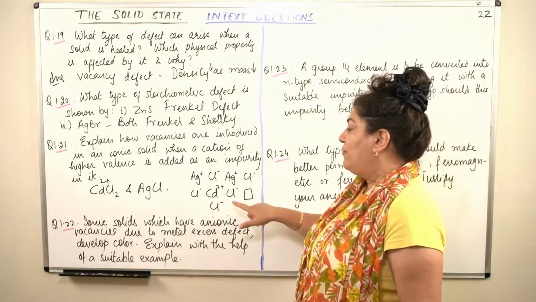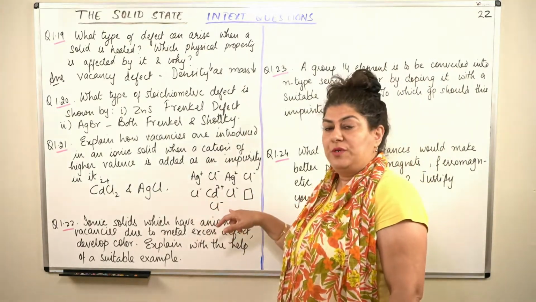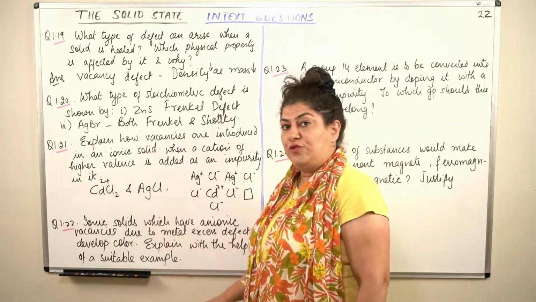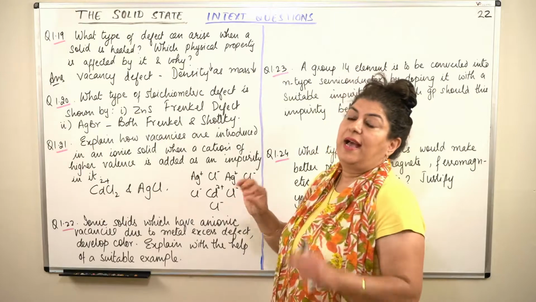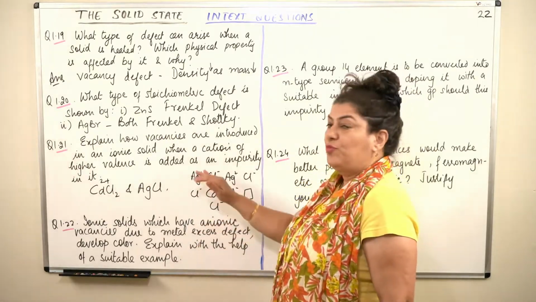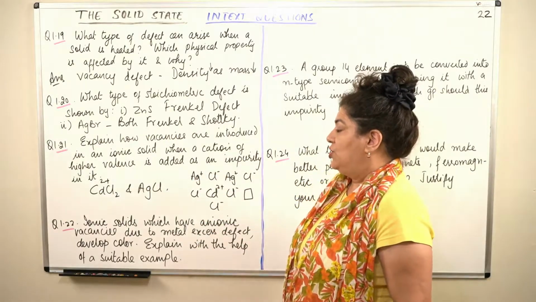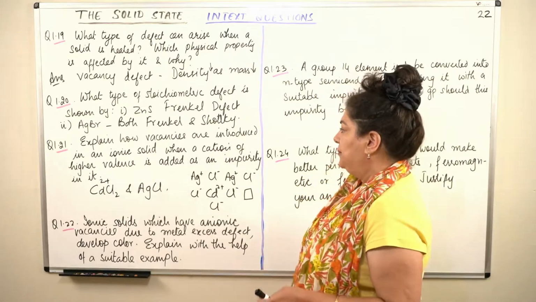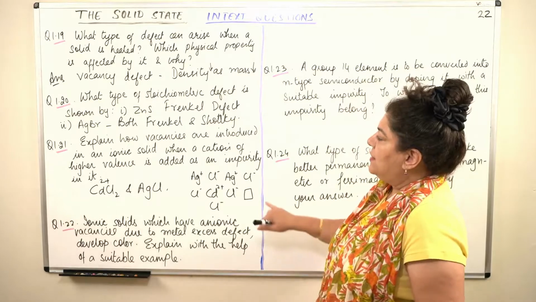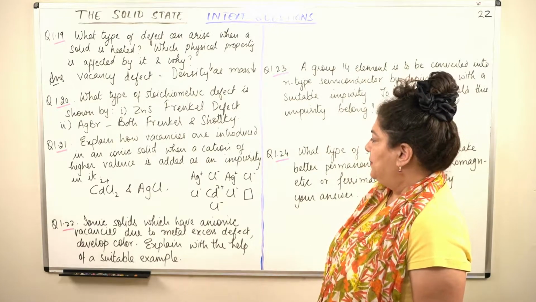There was no need of a vacancy if they were all silvers. But since cadmium has a charge of 2 positive, it needs 2 chlorides. 1 cationic site has to be empty in order to maintain the positive and negative charges, in order to maintain the electrical neutrality. So that is how vacancies are created.